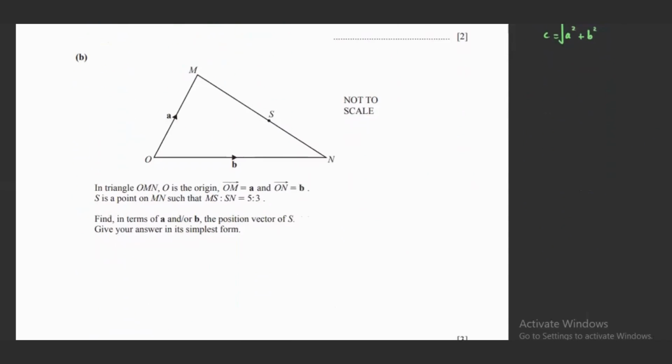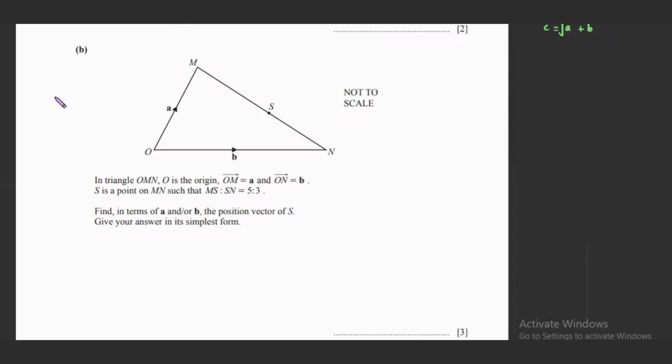Let's move on to part B. We have a vector question here. In triangle OMN, O is the origin. O to M is given to us as A, and O to N is B. S is a point on MN such that MS to SN is 5 to 3, so it has a ratio of 5 to 3. Now, we need to find, in terms of A and or B, the position vector of S.